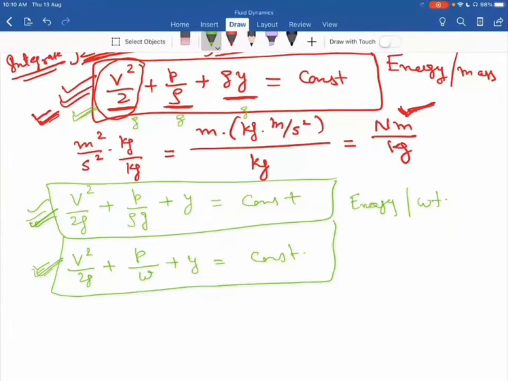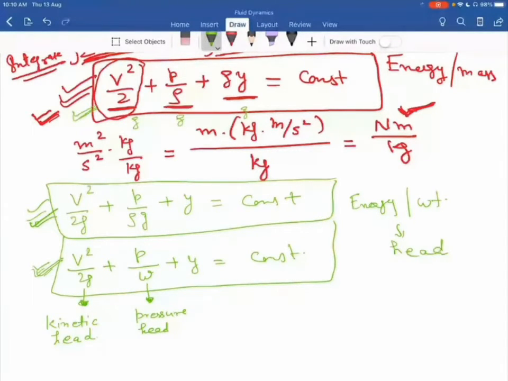Now this energy per unit weight, we also call head. So in this equation, the first term represents the kinetic energy per unit weight. That is kinetic head. The second term represents the pressure energy per unit weight. So we can also call it pressure head. The other name is static head.